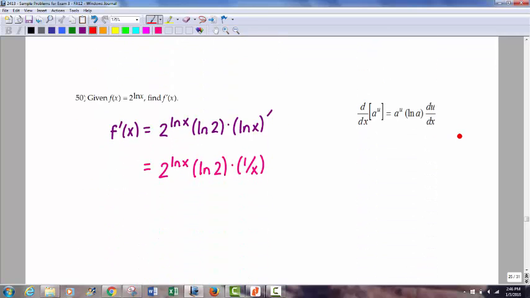Here's another one. 2 to the ln of x. So that derivative will be a to the u, same term, 2 to the ln of x, times ln of the base, which is 2, ln of 2, and then I sort of added extra step here, but the derivative of ln of x, which would be 1 over x.